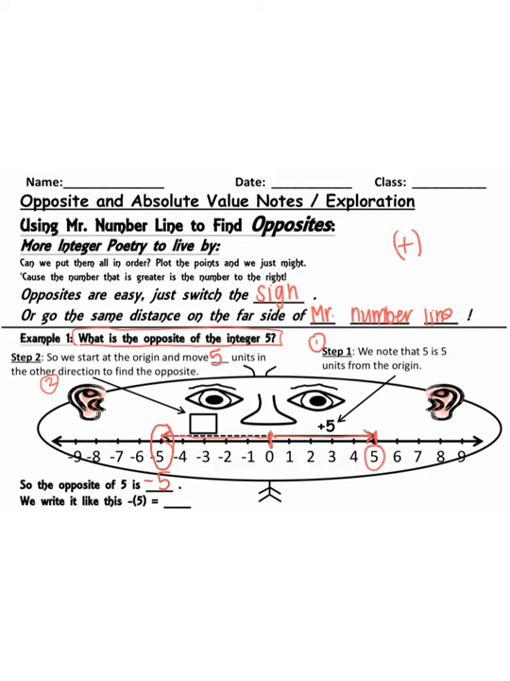We write it like this. So real quick, let me show you what this means. If you have a negative sign, parentheses 5, that is the exact same thing as saying the opposite of 5. So this negative sign outside of the parentheses means take the opposite of whatever is inside of the parentheses. So the opposite of 5, because 5 is inside the parentheses. So the opposite of 5 is negative 5.